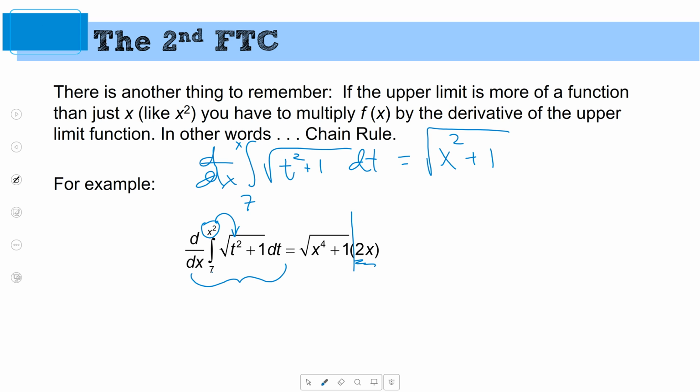Okay. This is about 1/10 as important as the first fundamental theorem of calculus. You're going to be doing definite integrals a lot. This second part pops up occasionally. And again, t's become the function up on top, chain on the derivative of that function.